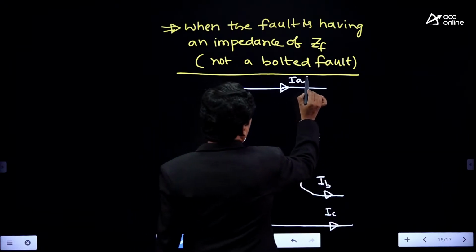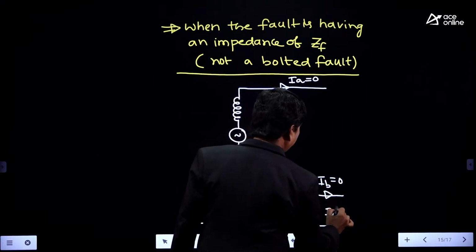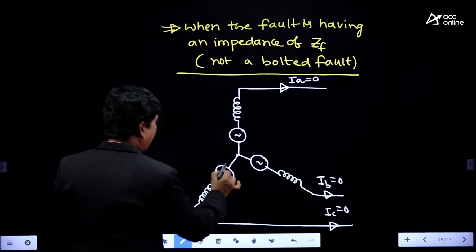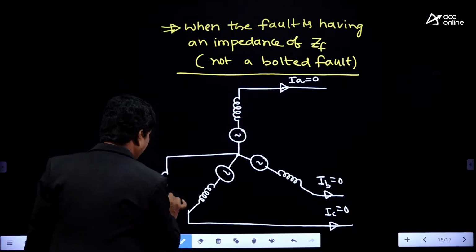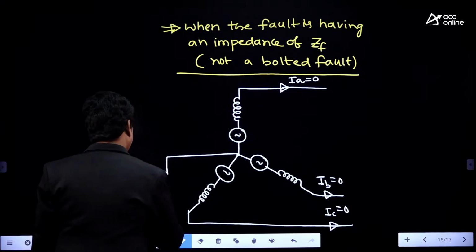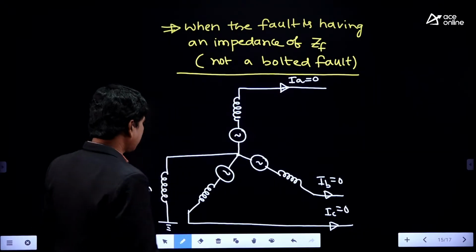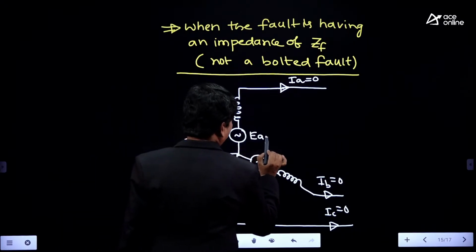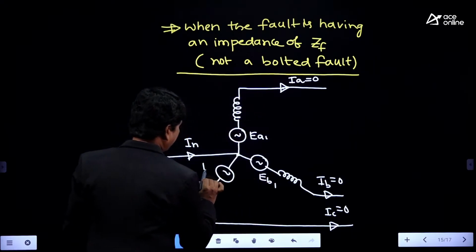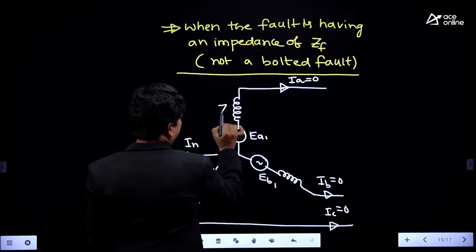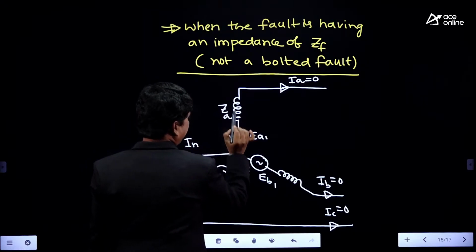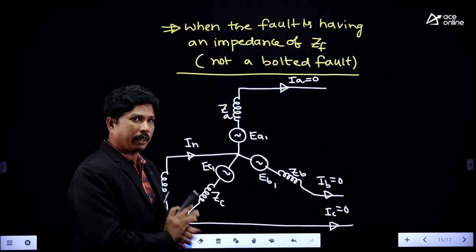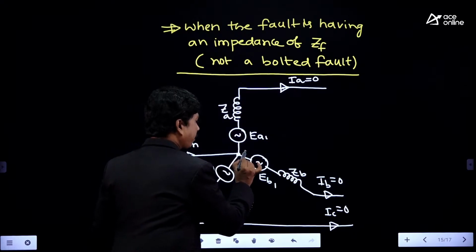So initially IA is 0, IB is also 0, IC is also 0. Why? Because the generator is operating under no load condition and the neutral of the generator is grounded through an impedance of Zn. Clear? The current flowing here is IM. This is EA1 and this will be EB1 and this will be EC1, and these will be the impedances in phase A ZA, here ZB and here ZC. Like that we have the impedances. This is the neutral point, students, and this is the ground point.